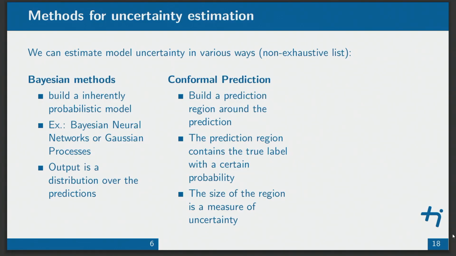Then an approach that has gotten much attention in the last couple of years is so-called conformal prediction. Here we build a so-called prediction region around the prediction. For example, in multi-class classification, we offer a set of predictions, and this set contains the correct one with a certain probability, for example, 95%. We get a measure of uncertainty from the size of the region. If the region is very large and contains many classes, then the uncertainty of the model is higher than if the estimate only contains 2 different classes.